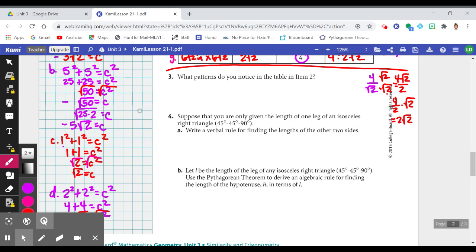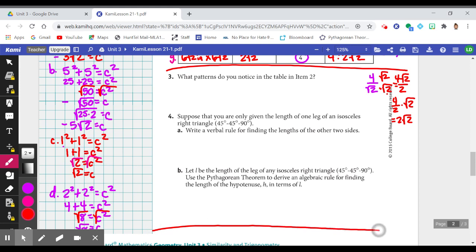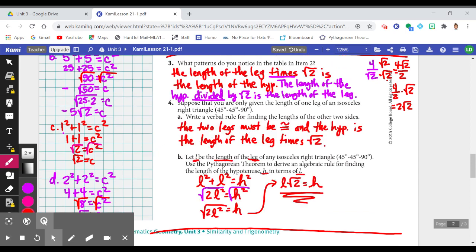So now we're going to really figure out the pattern that's occurring in this table, we've kind of mentioned it as we went through the table, and make a very general statement about finding the length of legs or the hypotenuse in this special right triangle. So we're going to chunk items 3 and 4 together. So go and pause the video, complete item 3 and 4 before playing through.